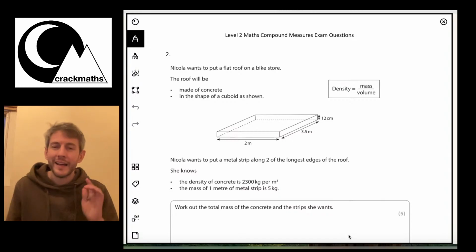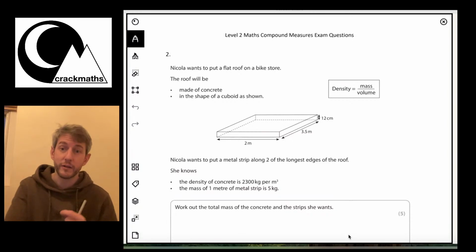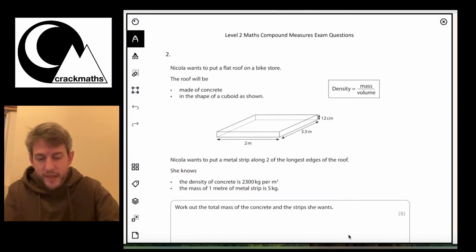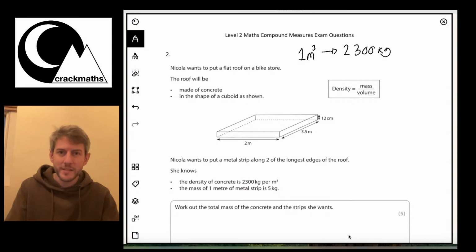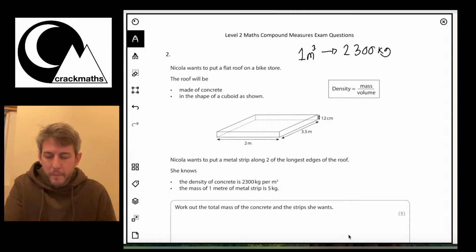So remember, let's think about what that means. 2,300 kilograms per meter cubed. So that means that 1 meter cubed weighs 2,300 kilograms. Okay, that's what that means. The mass of 1 meter of metal strip is 5 kilograms. Okay, so 1 meter of metal strip is 5 kilograms.